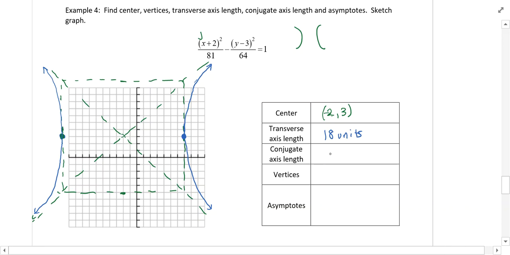My conjugate axis length is 8 on one side and 16 in total. My vertices are going to be at -11, comma 3 and 7, comma 3. My asymptotes, I'm going to write it as y equals this. My slope here is 8/9, plus or minus 8/9 x plus 2.